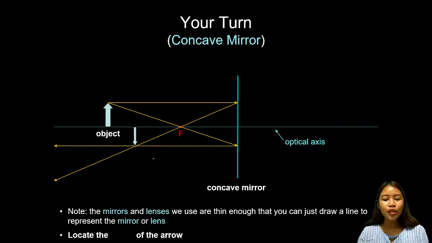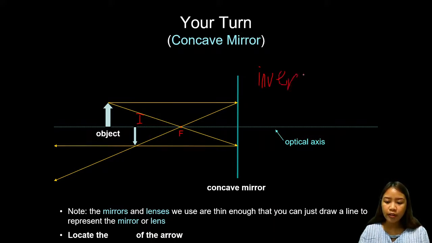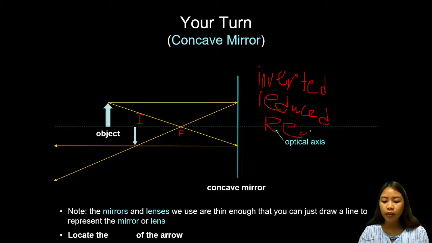Okay. So, this is your image. We have here the object and this is for the image. So, what type of image did it form? We have there the inverted, what else? This is reduced because this is smaller compared to the object. Therefore, it is reduced. And lastly, this image is located on the object side. So, meaning this is real. Okay. So, this is for our concave mirror.